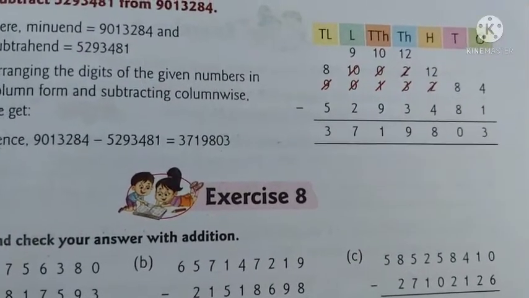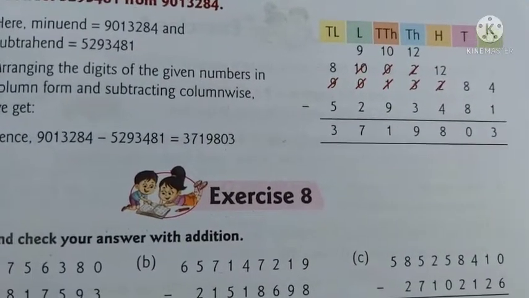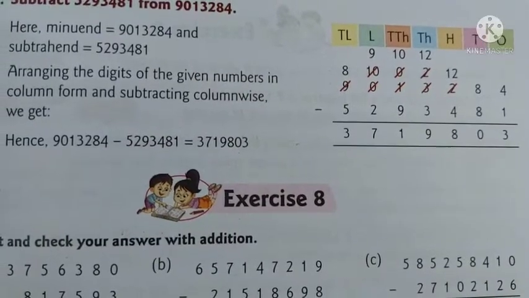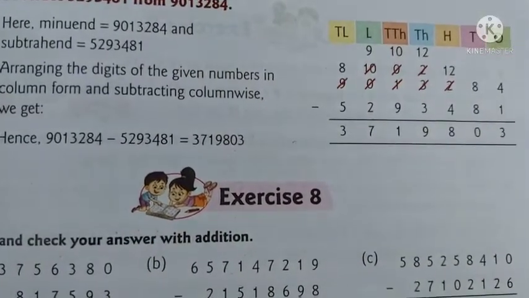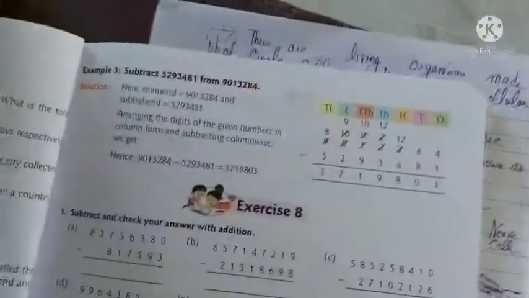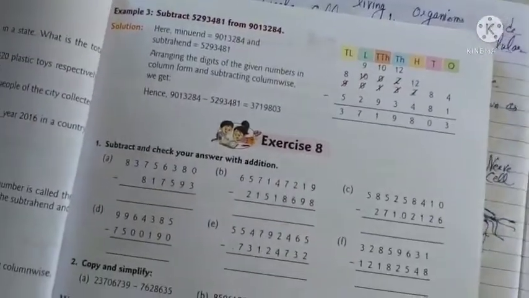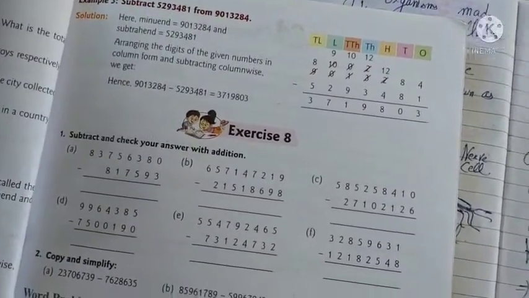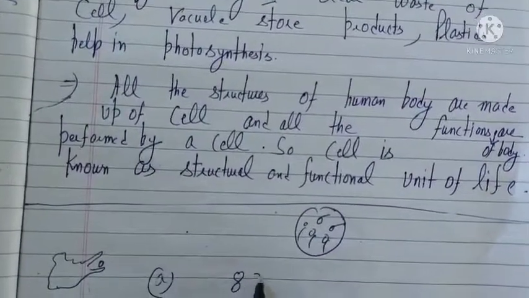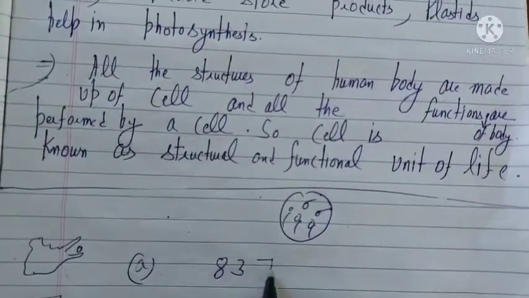Page number 29, exercise number 8. The main topic is subtraction of larger numbers. So we are going to do the subtraction of larger numbers. Question A is there now. If you know subtraction, it's very easy for you to do this type of sums.